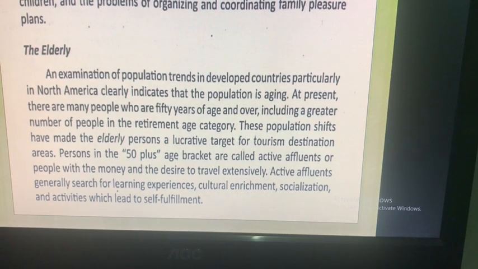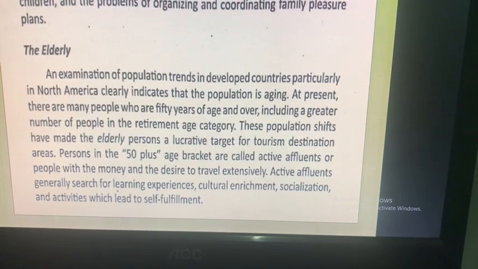Okay, so the elderly persons are said to be a lucrative target for tourism destination areas. Those persons in the 50 plus age bracket are called active affluents, or those people with the money and desire to travel extensively. Okay, bakit ba kaya maraming pera yung mga nasa 50 plus and above?